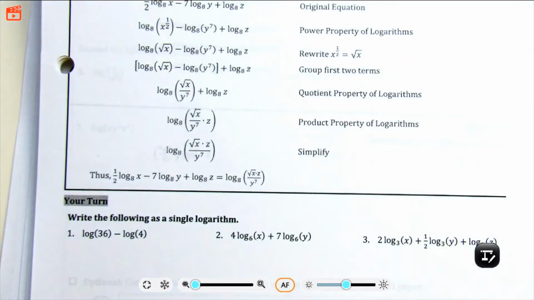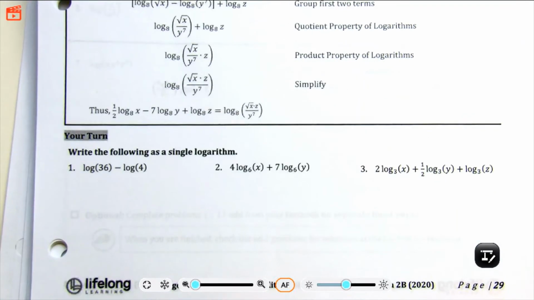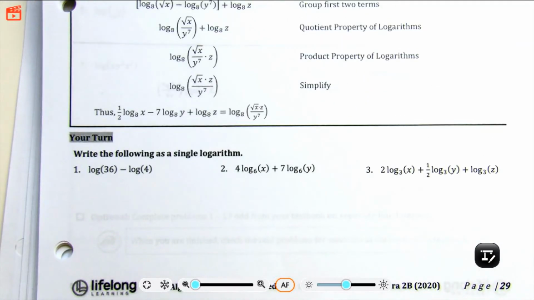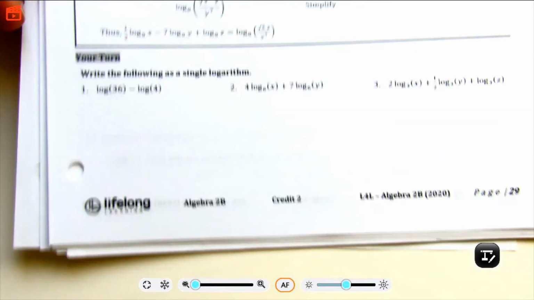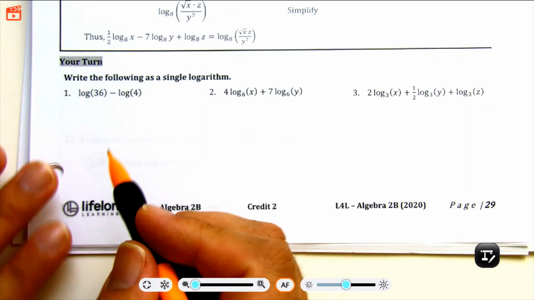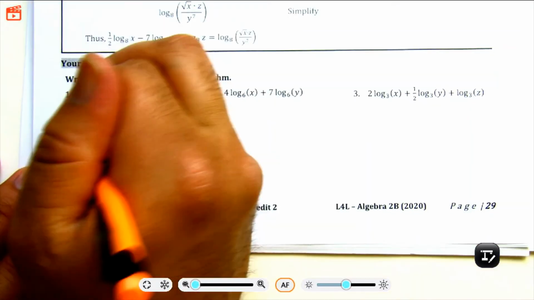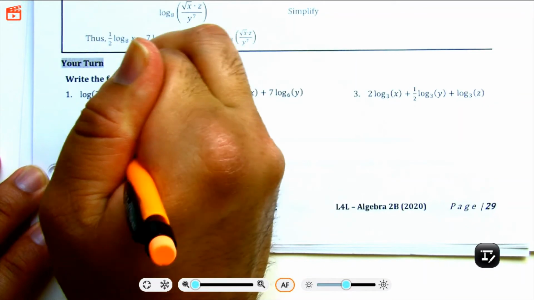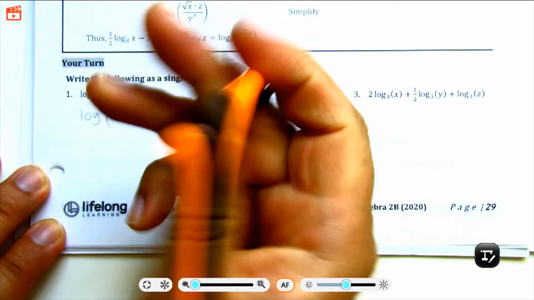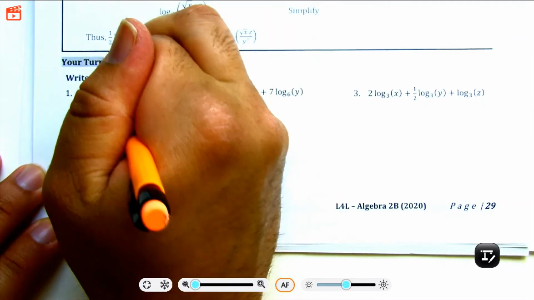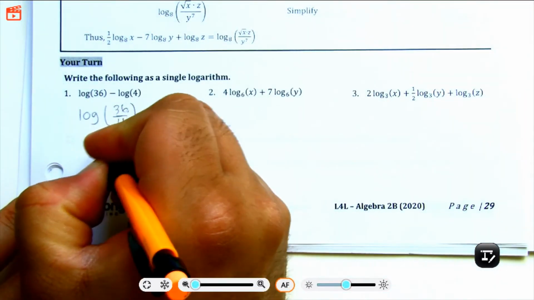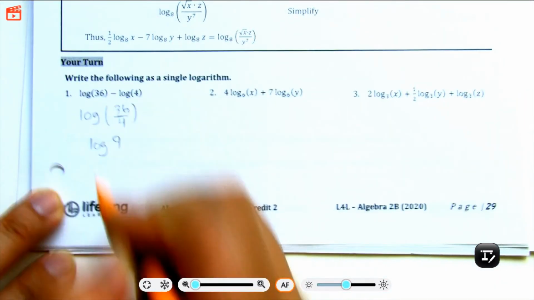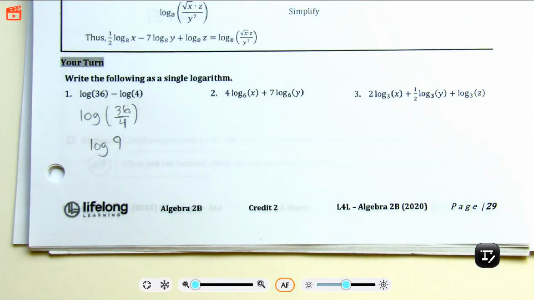Okay, so now that you have those examples, I want you guys to pause this video and work on problems 1, 2, and 3. And again, we're combining all of these into a single logarithm. So for number 1, this is subtraction. So what I'm going to be using is the quotient property. So I'm going to have log of 36 divided by 4, which becomes log of 9. And that is your solution.